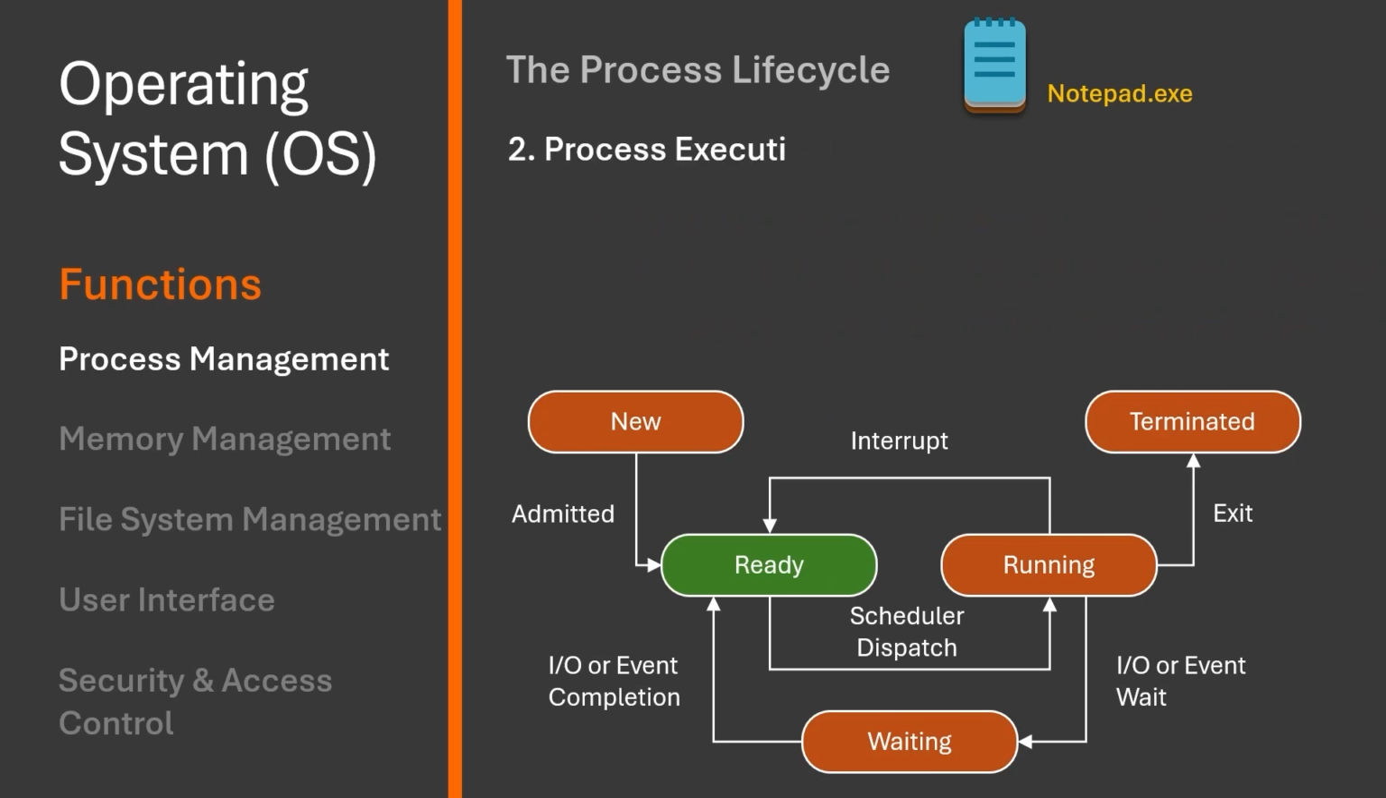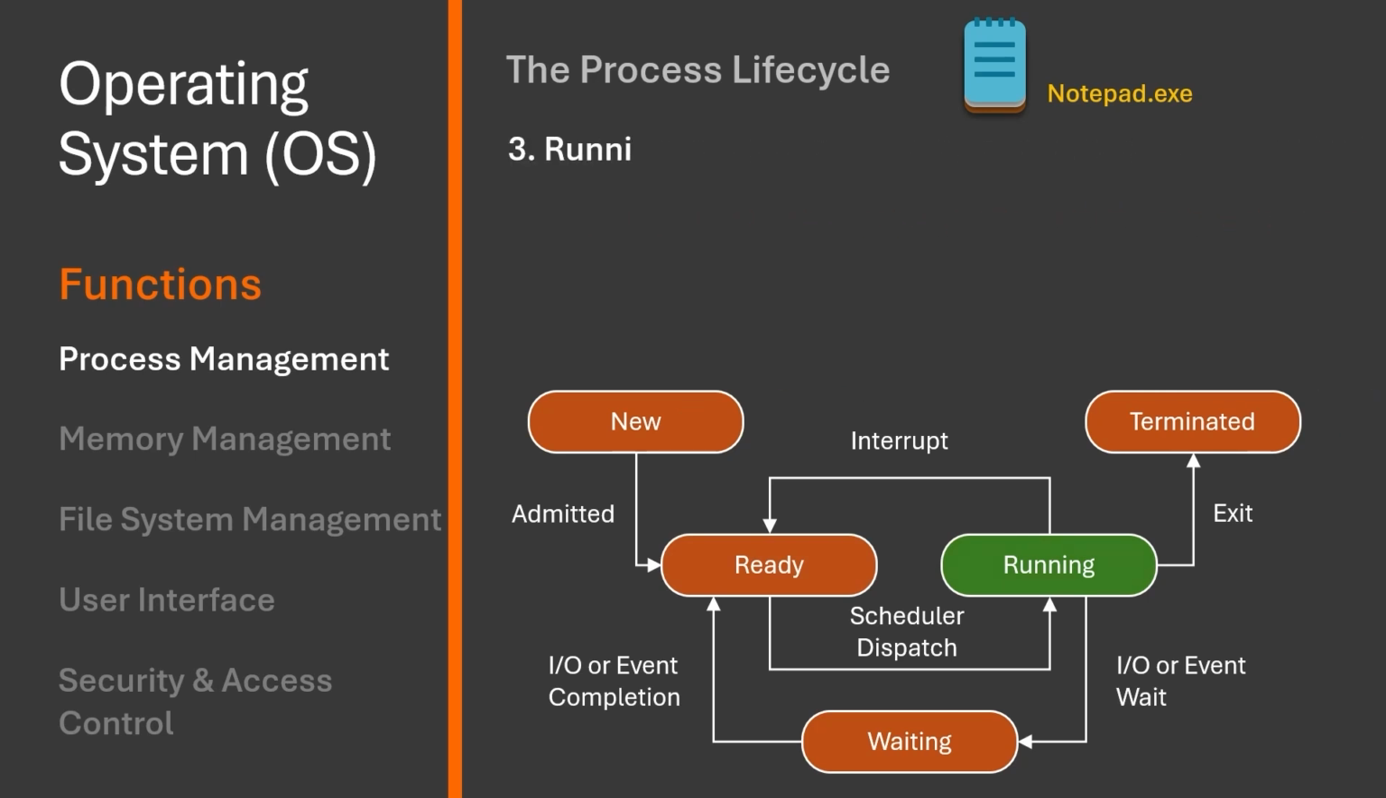The operating system scheduler determines which process gets to use the CPU based on scheduling policies like round robin or priority scheduling. Once the CPU is allocated to the Notepad program, the process transitions from ready to running. The CPU will now execute any instruction from Notepad, such as handling text input.